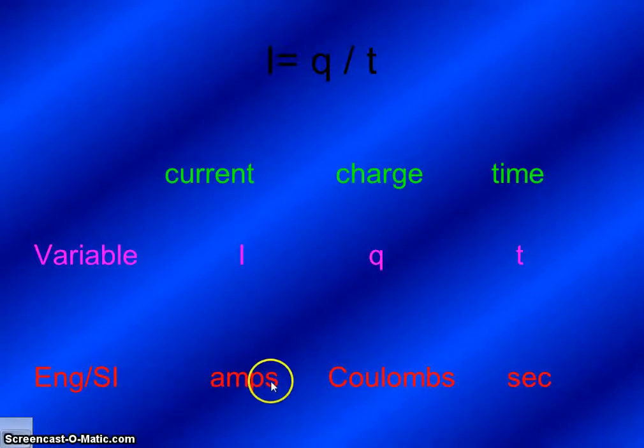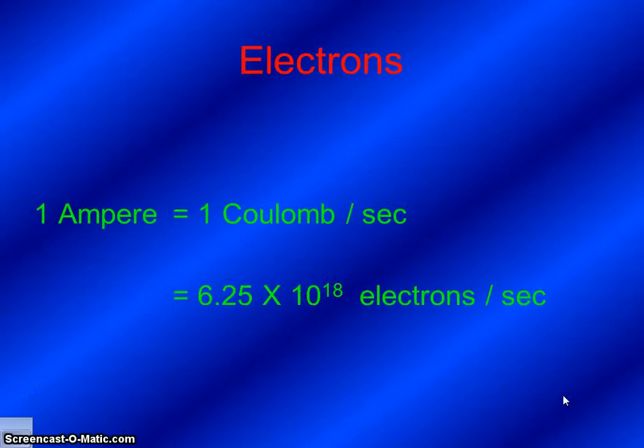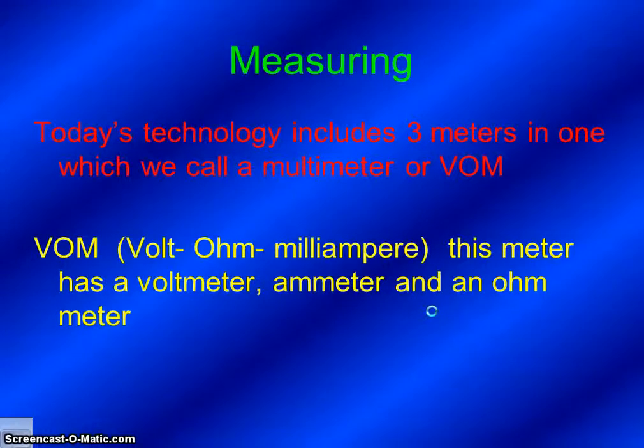The units are kind of English and SI. They're one and the same when it comes to electricity. Amps for current, coulombs for charge, and seconds for time. Don't forget that an ampere is a coulomb per second. And remember, a coulomb is like a pack of electrons. There are so many of them that we have to package them up, and we package them as 6.25 times 10 to the 18th electrons. That's a coulomb.